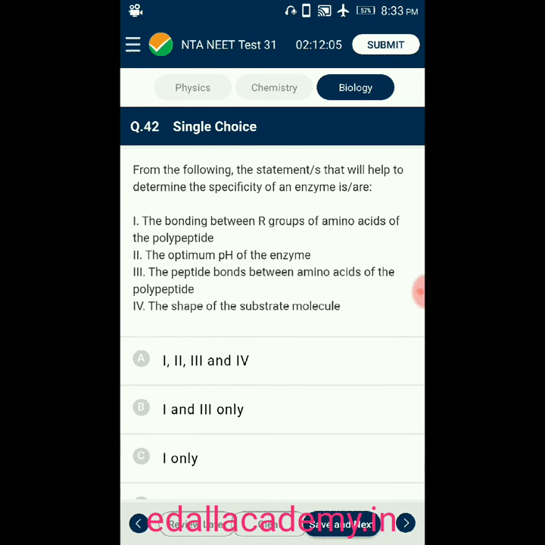Question number 42. From the following, the statement to determine the specificity of an enzyme is. The enzyme is generally made up of proteins, and proteins are made up of amino acids. The amino acids have R or side chain as functional group whose variation results in the formation of different amino acids. Due to the R group, the bonding of polypeptide chain in enzyme will differ, resulting in the formation of various folds and bonds in its tertiary structure, enabling the making of the substrate binding site, which is highly specific. So the answer for this question is option C. From the given statements, statement 1 alone will help to determine the specificity of an enzyme.